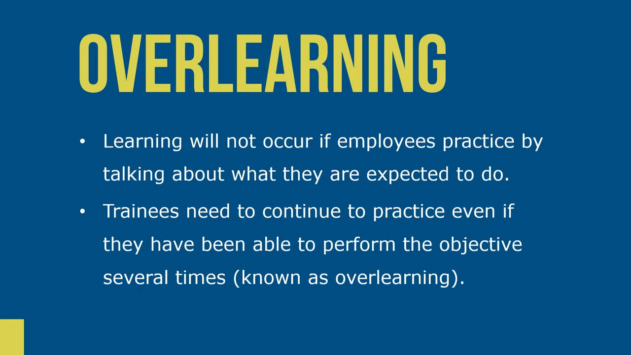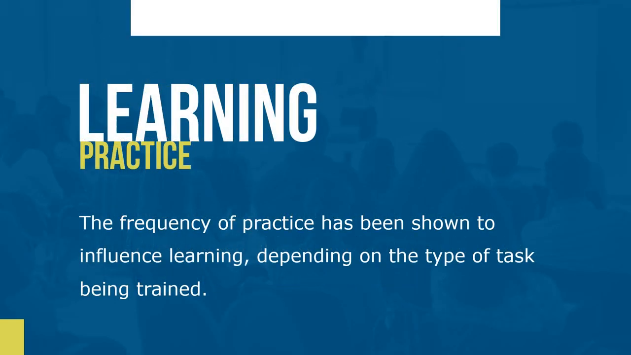Learning will not occur if employees practice by talking about what they're expected to do. Trainees need to continue to practice even if they have been able to perform the objective several times, known as overlearning. The frequency of practice has been shown to influence learning depending on the type of task being trained.